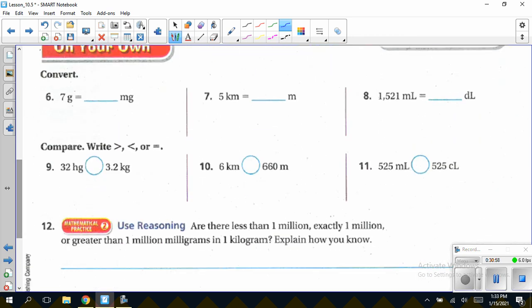So I would pause at this point, try 6, 7, and 8 on your own. Once you figure those out, go ahead and unpause it, and I will have the answers then written down for you.